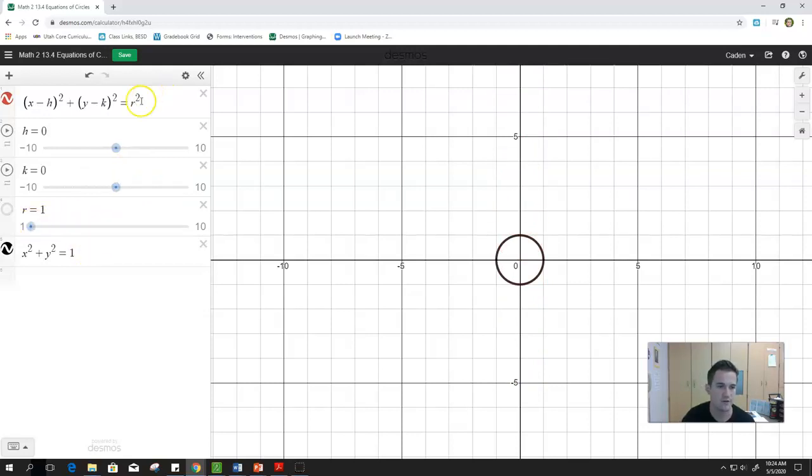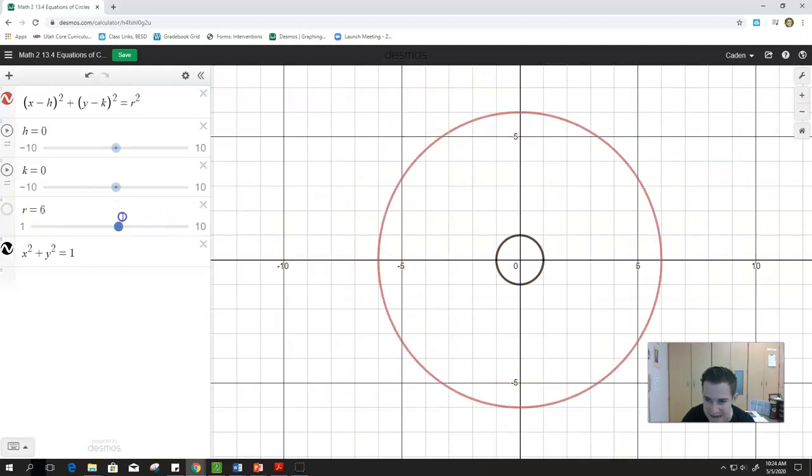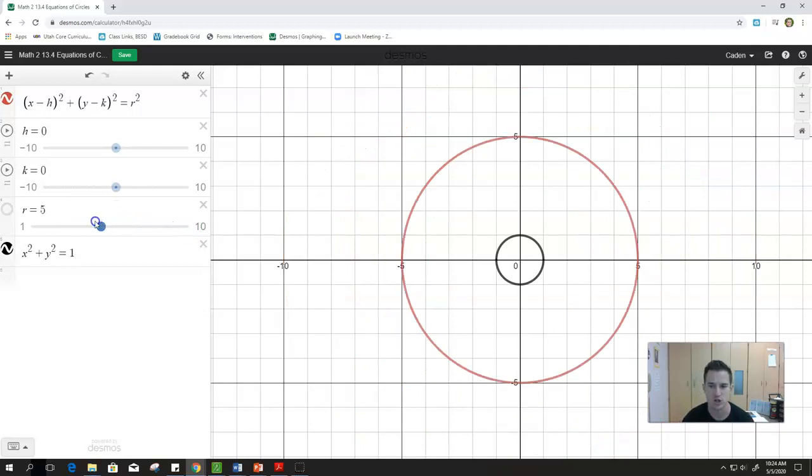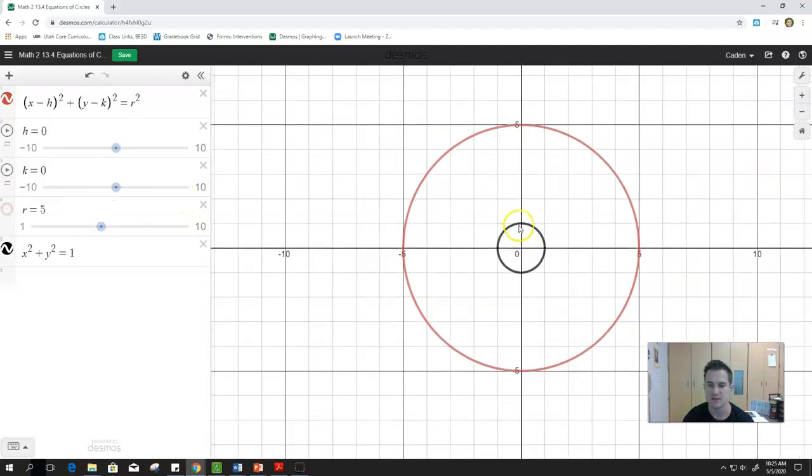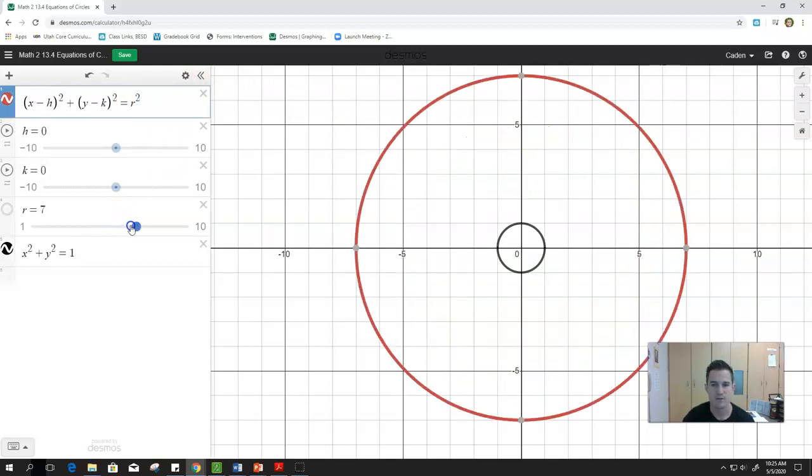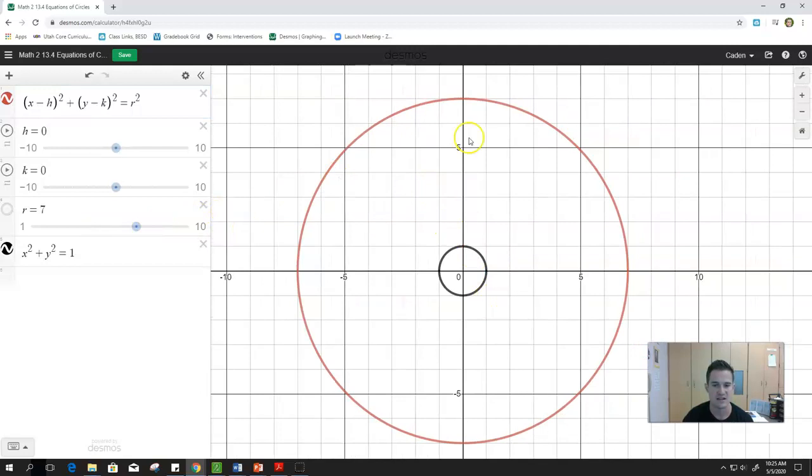And this r value, notice in my equation I have r squared, so as I change this r value, notice what happens to the circle. This radius becomes larger. So like right here, when I change r to be 5, that means the radius of this circle is 1, 2, 3, 4, 5 units. And in this equation, r squared would be 25. If I move this to 7, so the radius would be 7, that means this value on the outside of the equal sign would be 7 squared, or 49.